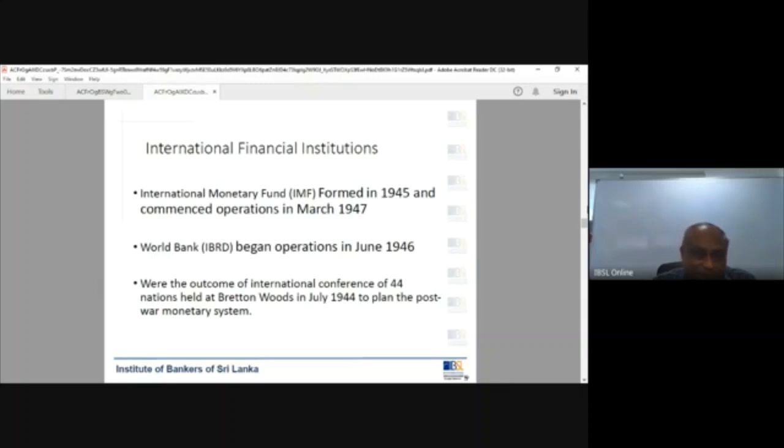The other organization running parallel with IMF is the World Bank. We call it IBRD, International Bank for Reconstruction and Development. They began their operations in June 1946. Right? Both organizations were the outcome of an international conference of 44 nations held at Bretton Woods in July 1944 to plan the post-war monetary system. Initially, 44 nations participated at Bretton Woods, discussing how to come up with this post-war monetary system.